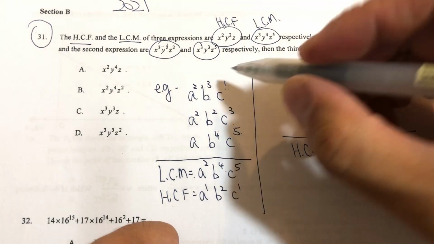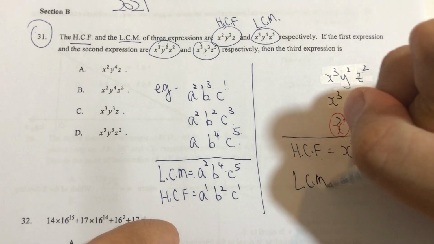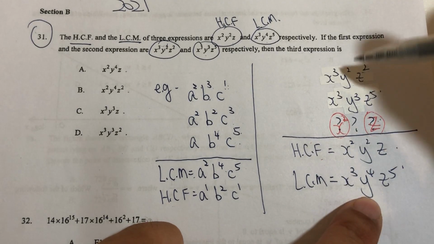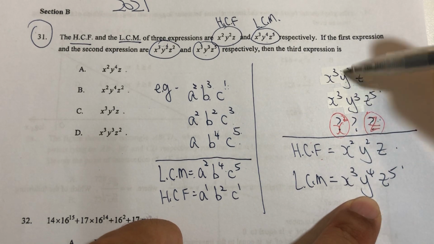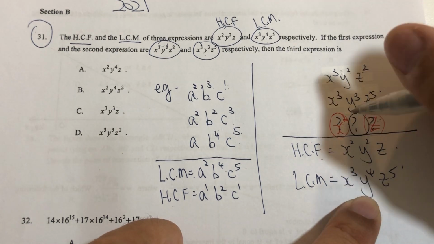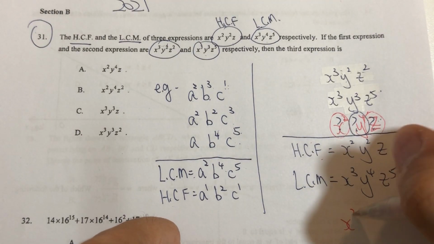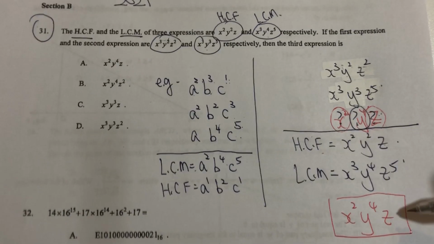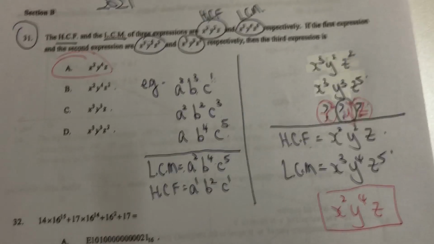All right. Then what about the other information? This is the LCM. LCM equals x to the power 3, y to the power 4, z to the power 5. Alright, let's look at y only. Y to the power 2, y to the power 3, and the biggest one among these 3 should be y to the power 4, and therefore the question mark here must be y to the power 4. Alright, so we have x to the power 2, y to the power 4, and z. So now we could figure out the last expression: x to the power 2, y to the power 4, and z. It should be A. Alright?